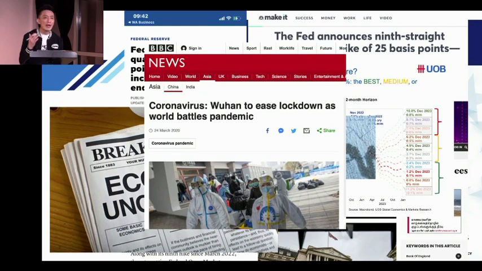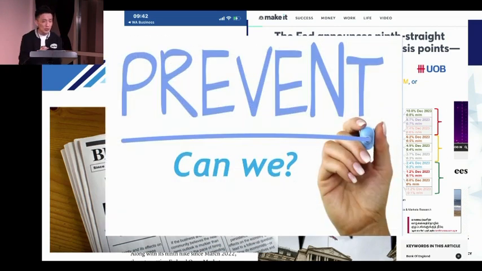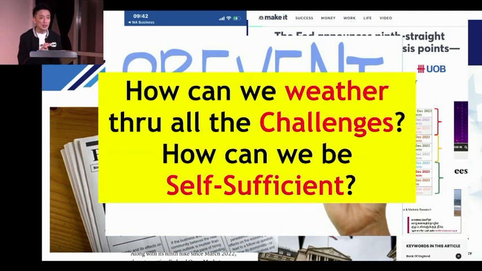But can we actually predict all these things? Are we able to know when the next crisis is? Are we able to prevent another major crisis that's going to happen? No one can do so. But the only way we can handle it is to make sure that we have sufficient resources. If we don't have sufficient, then we cannot. At the end of the day, you and I don't know what's going to happen next. The only thing we can do is to ensure that we have enough. That is important. So how can we weather through all the challenges? How can we be self-sufficient in the long run?